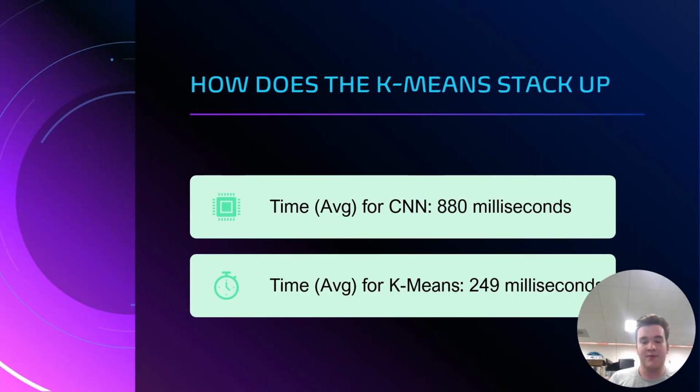So how does the k-means stack up? This is something I was particularly concerned about because k-means is particularly hard to do. On average, the convolutional neural network took 880 milliseconds, whereas the k-means took 249. So it's definitely faster than the convolutional neural network. It's not negligible, but it's not 5 times longer than it takes for the convolutional neural network to run. So it's not too much of an ask to factor this into an architecture.